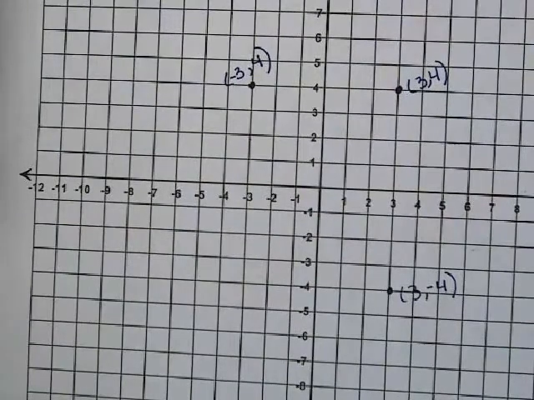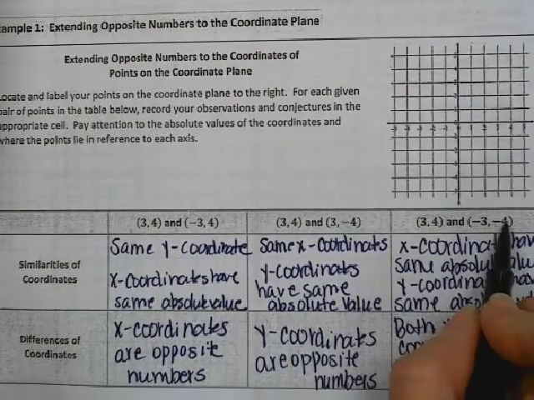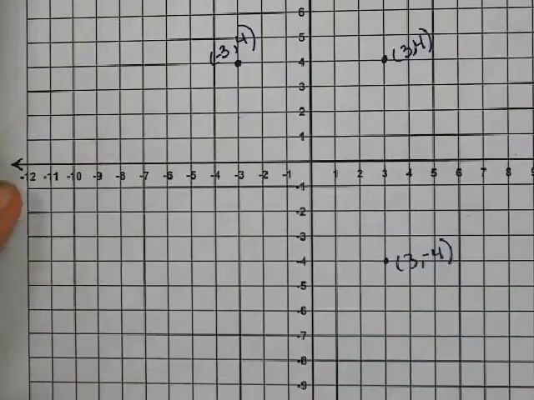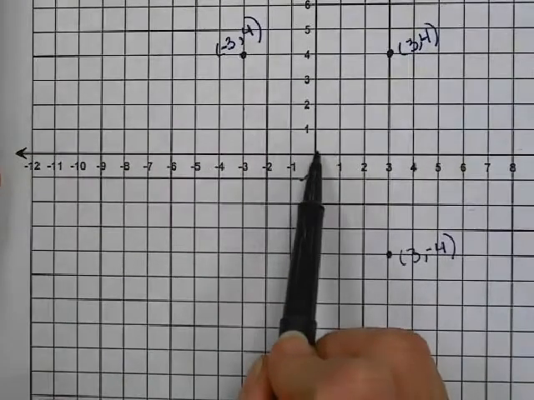In the last column, it says 3, 4, and then it says negative 3, negative 4. So we're going to plot that as well. So again, I start at my origin. It's negative 3, negative 4.